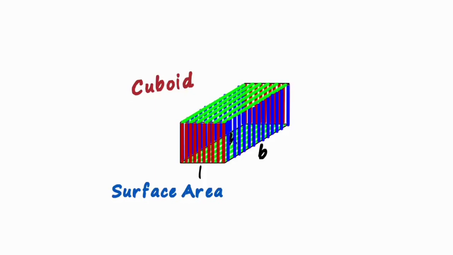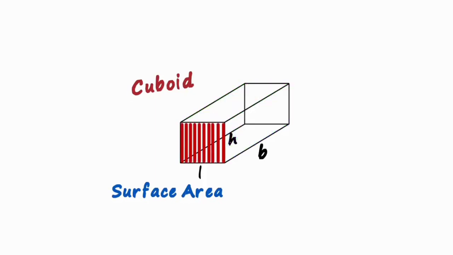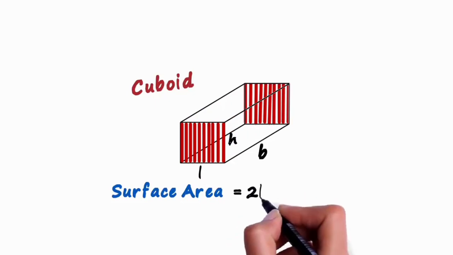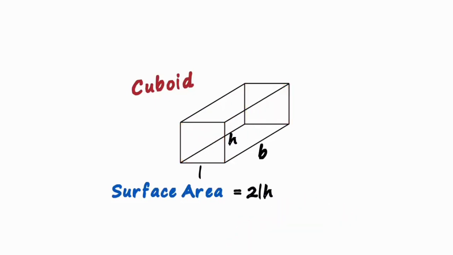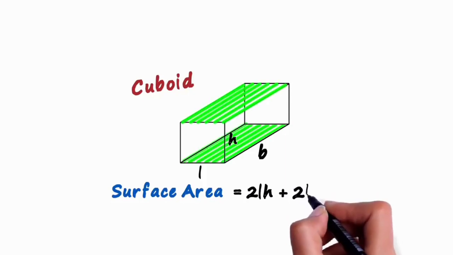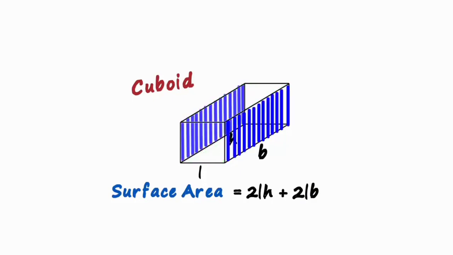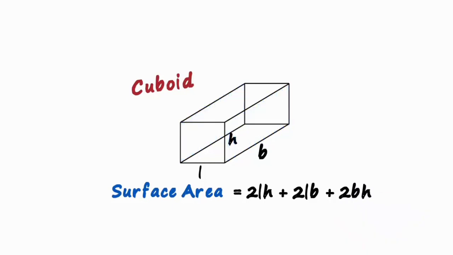A cuboid has 6 surfaces in all, one at the front and one at the back. Their areas will be equal as it has the uniform cross section. Area of each will be L into H and the total area will be 2LH. Similarly, the sum of the areas of the faces at the top and at the bottom together will be 2LB, and the sum of the areas of the faces on the right and left is 2BH. That is the total surface area of a cuboid.